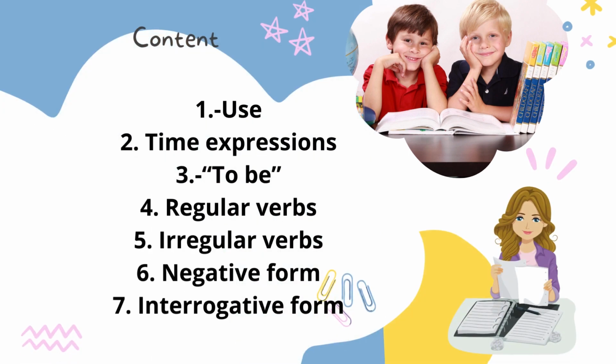The content of this lesson is: number one, we are going to explain the use of the simple past tense. Number two, we are going to see the time expressions for this tense. Number three, we are going to see the conjugation of the verb to be, as well as the negative and interrogative form. And then we are going to continue with regular and irregular verbs, and move on to the negative form and finally to the interrogative form.